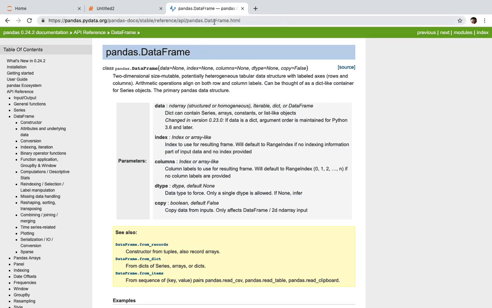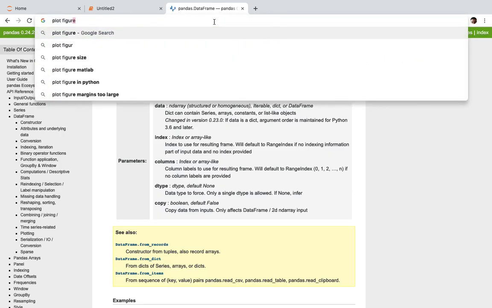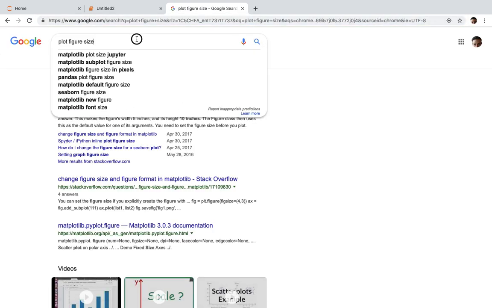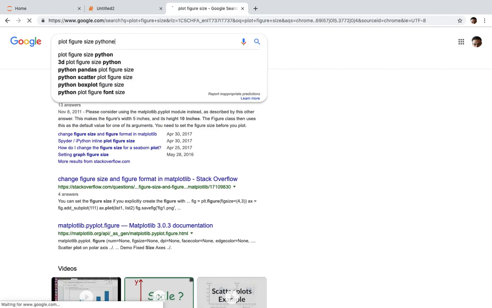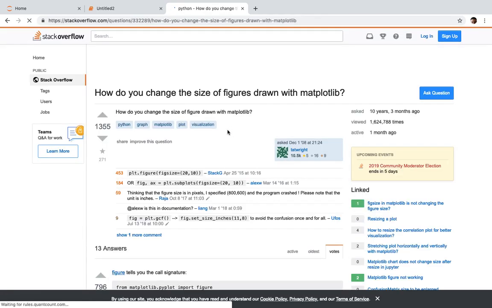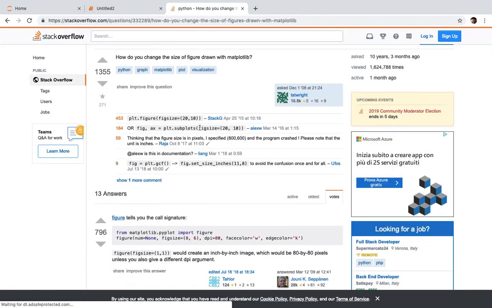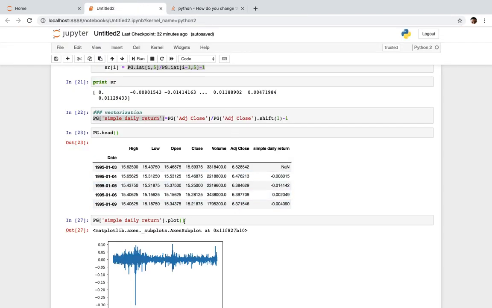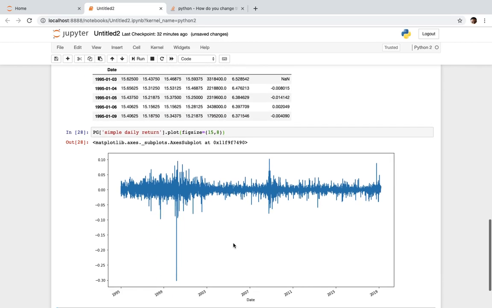Okay, sorry. Plot figure size. Remember, Google is always your friend. Plot figure size Python. Fig size equal 15, 8. Okay, well, now it works.